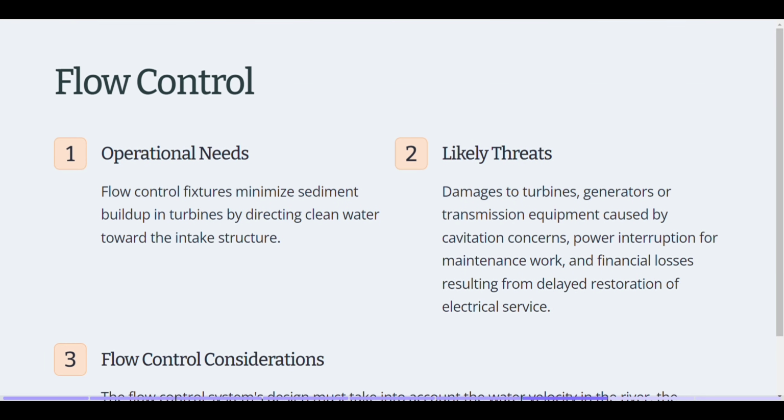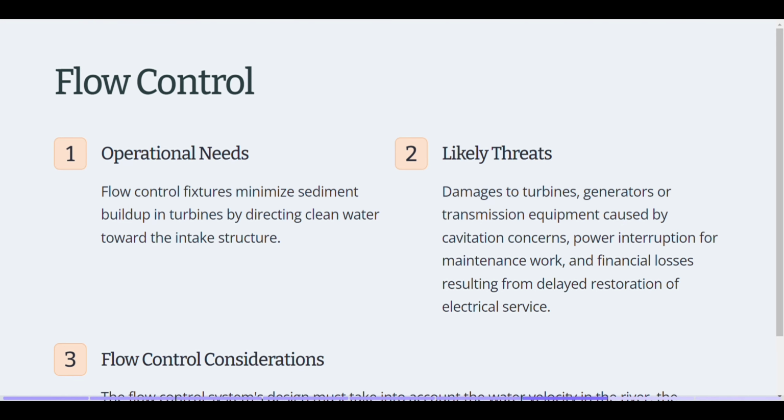Flow control operational needs. Flow control fixtures minimize sediment buildup in turbines by directing clean water toward the intake structure. Likely threats. Damages to turbines, generators or transmission equipment caused by cavitation concerns, power interruption for maintenance work, and financial losses resulting from delayed restoration of electrical service.